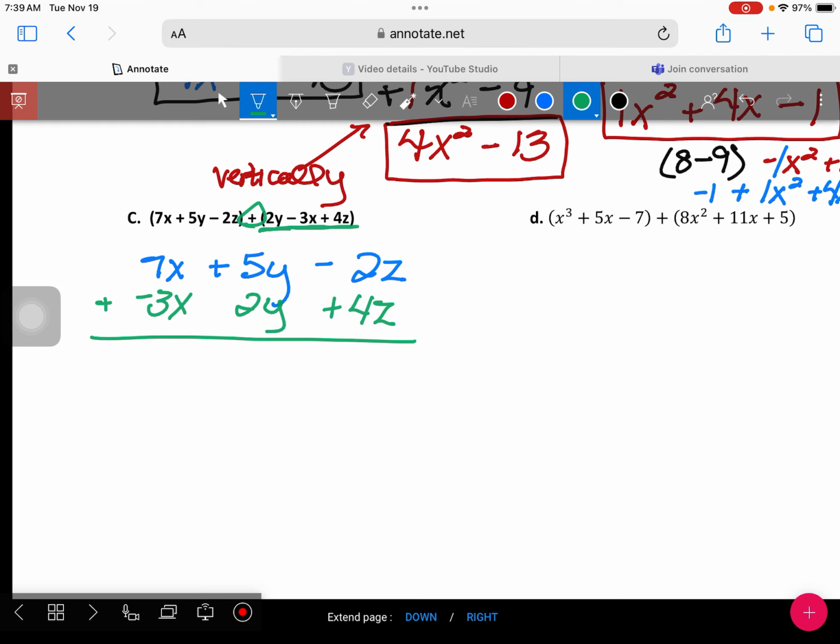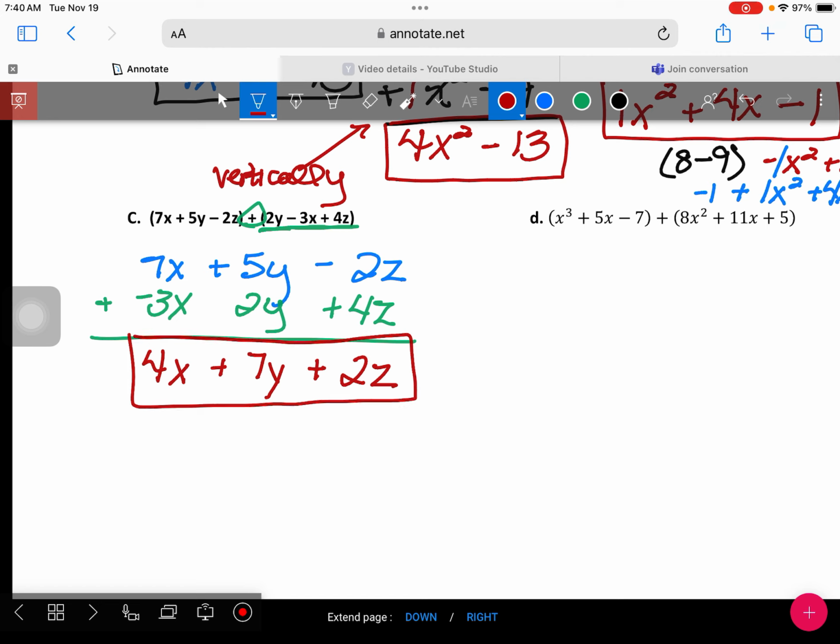So then I just look at the coefficients. 7 plus -3 is 4x. 5y plus 2y is 7y. Negative 2z plus 4z is plus 2z. And that is your final answer. In this case, since they all have the same degree, which is a 1, I would just put them in alphabetical order, X, Y, Z. Okay?